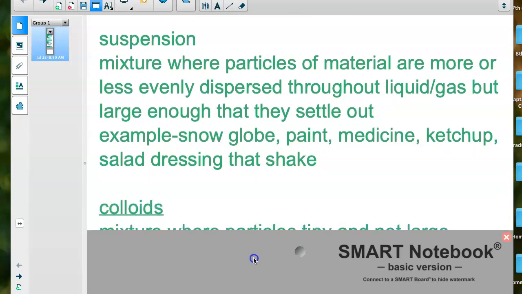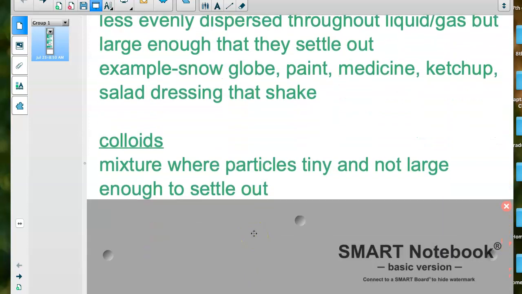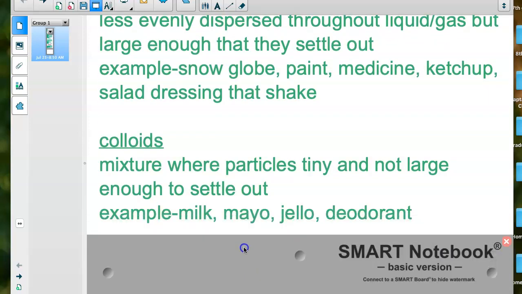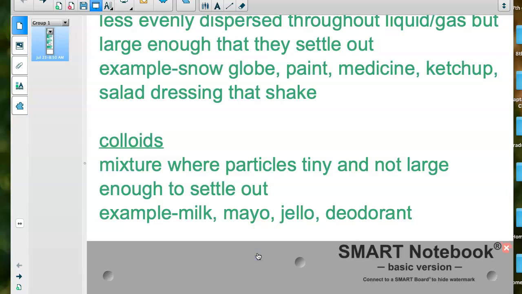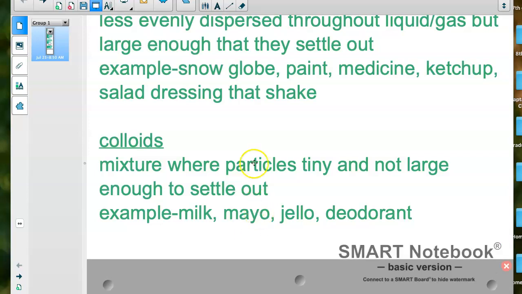Others that we don't think about are mixtures where the particles aren't big enough to settle out: milk, mayonnaise, Jell-O, deodorant. These are all things that are mentioned. They don't settle out because the particles are mixed together and they're not big enough to settle out like they would be in the suspensions we just talked about. Okay, we've gone through these notes. Hopefully you understand this because we're going to be doing a little bit of work with this very, very soon.